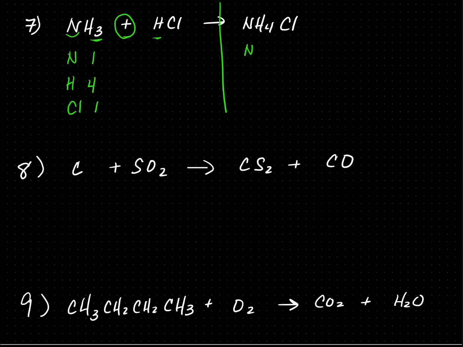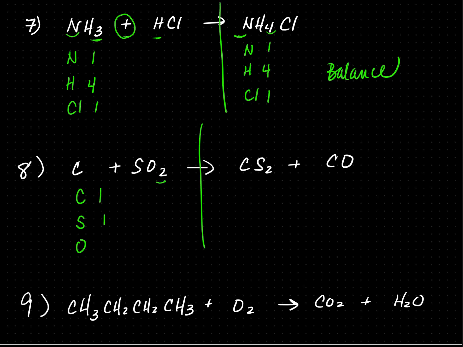On the opposite side, we're going to keep the same order to make it a little bit easier. There's 1 nitrogen, 4 hydrogen right here, and 1 chlorine. So the numbers match before and after. So this is balanced. Number 8, and we're going to divide the reactants from the products. Carbon, we have sulfur, and we have oxygen. There is 1 carbon, 1 sulfur, 2 oxygen.